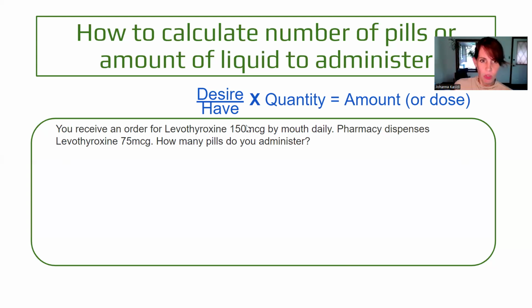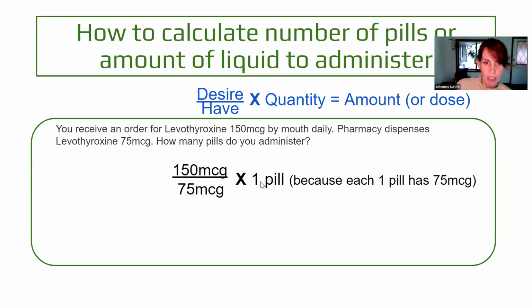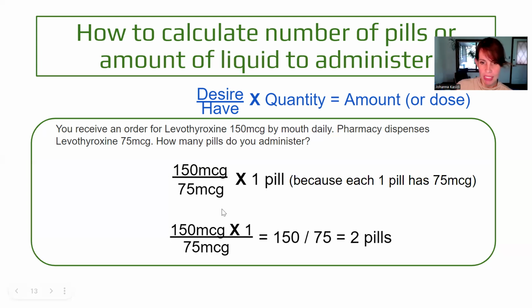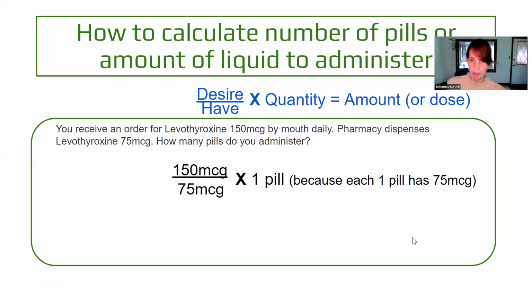So if you have an order for levothyroxine 150 micrograms by mouth daily, the pharmacy dispenses 75 micrograms. How many pills do you administer? Well, you can probably do this one in your head, which is fine, but it's important that you understand the formula. So you desire 150, and what you have is 75 for each one pill. So you're going to divide 150 by 75, and you're going to give 2 pills. That is the basic formula.